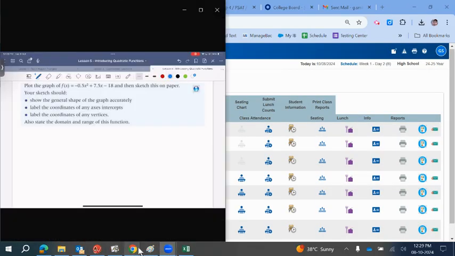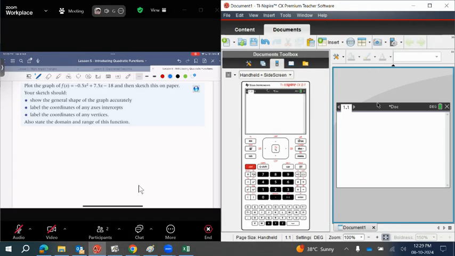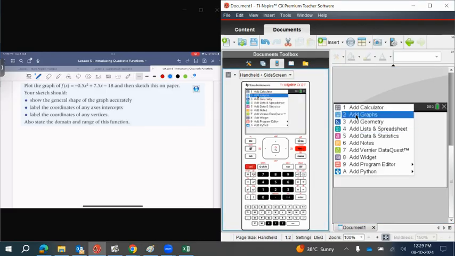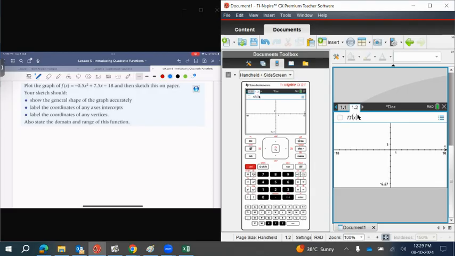We need to sketch the graph first on our calculator. So on your calculator, press Control, Add Page, and we're going to add a graph. We are going to type this in: minus 0.05x squared plus 7.5x minus 18. Now, when we first look at the graph, we don't see all the information that we want to see.